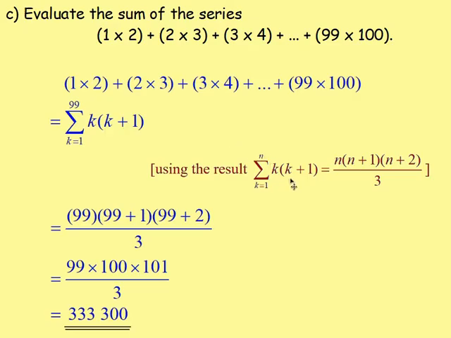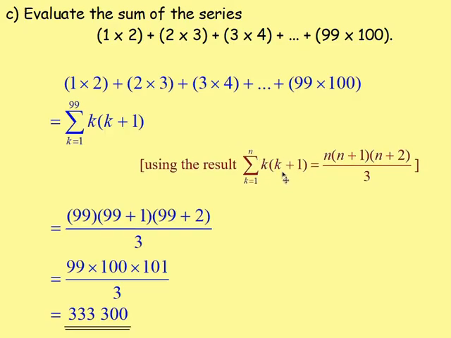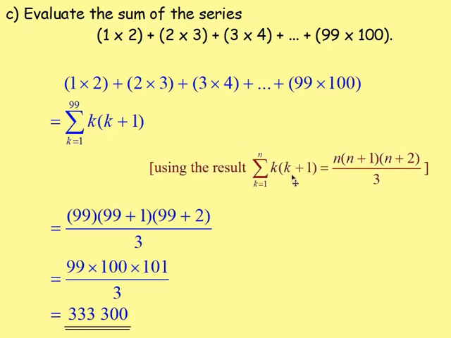What we know is that for part B, we had that result. We know the sum of k times k plus 1 going from 1 up to n was equal to this. So all you have to do to evaluate the sum going from 1 to 99 is replace n with 99.